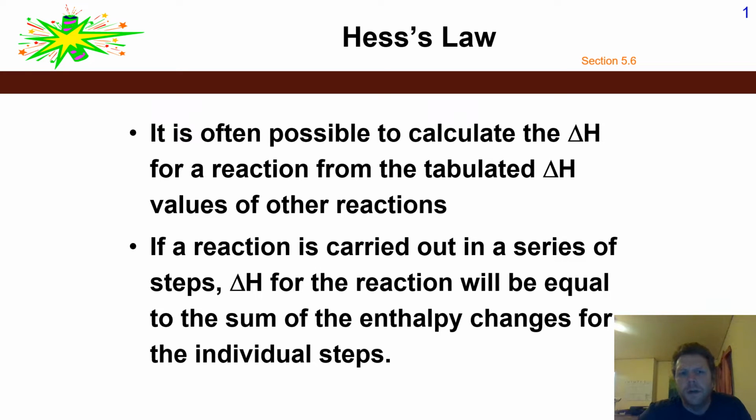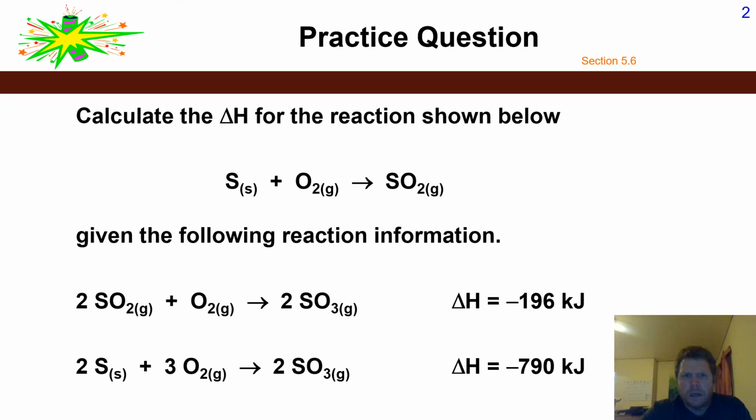All right, so now we're shifting gears again, but this is a very important part of this chapter, and it has to do with what is known as Hess's law. What this has to do with is the enthalpy of a reaction compared to different parts of a reaction. It's often possible to calculate delta H for a reaction from the tabulated delta H values of other reactions. If a reaction is carried out in a series of steps, delta H for the reaction will be equal to the sum of the enthalpy changes for the individual steps. Okay, that's kind of a mouthful, but I think we can handle it.